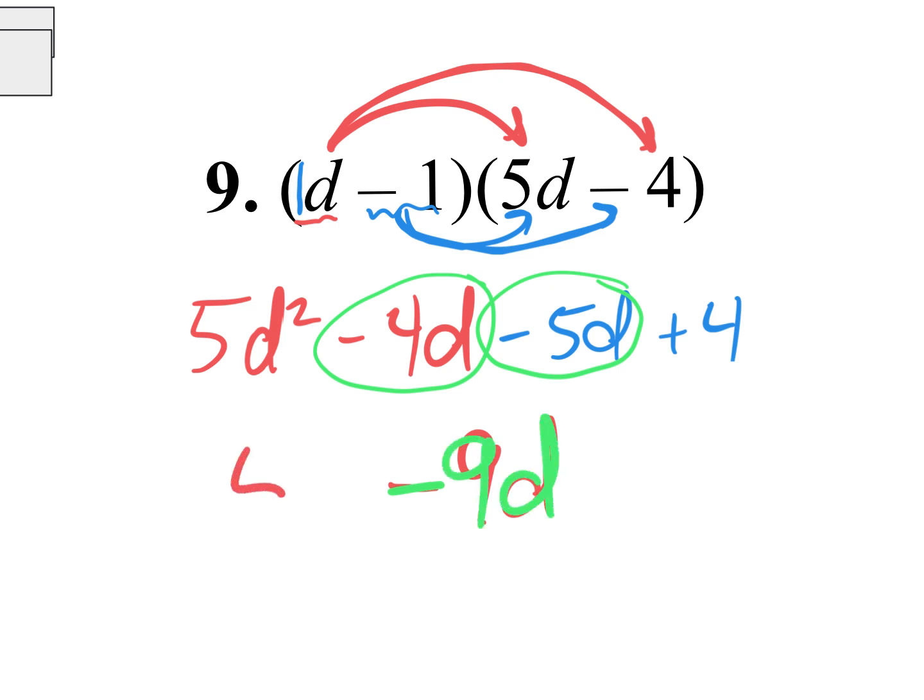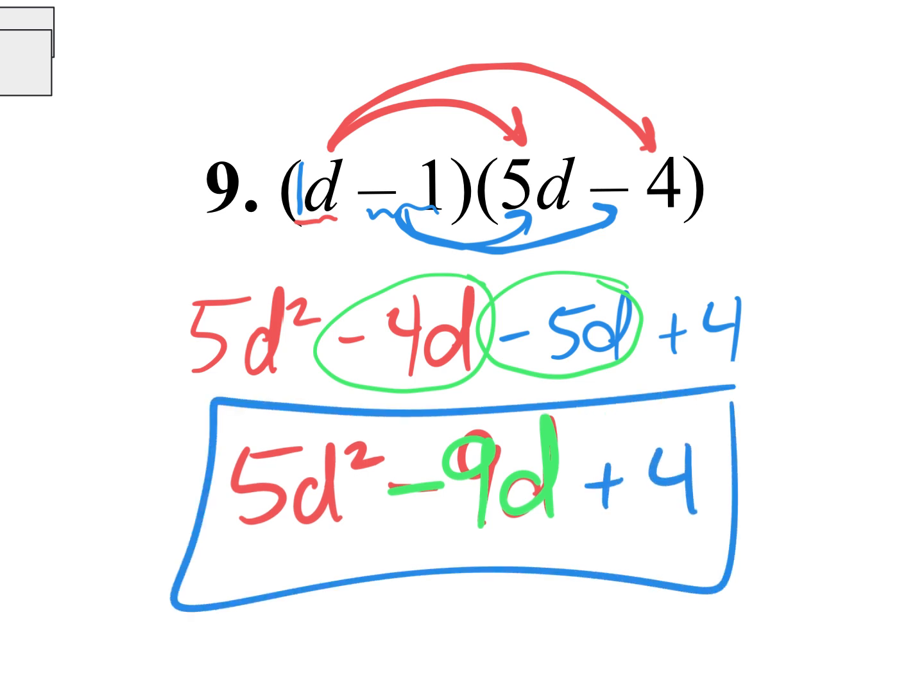What about the 5d squared in the front? You can't combine it, bring it down. What about the plus 4 at the end? Can't combine it, bring it down. There's your final quadratic trinomial answer.